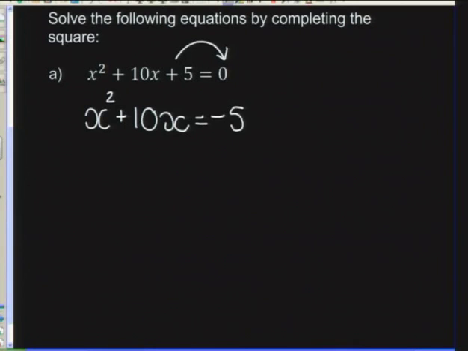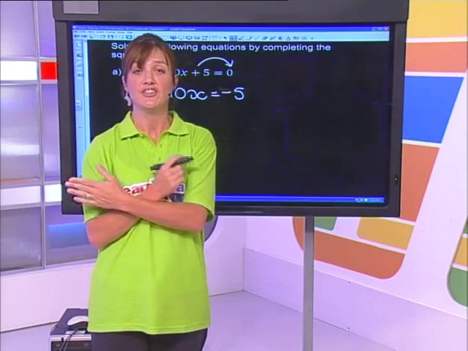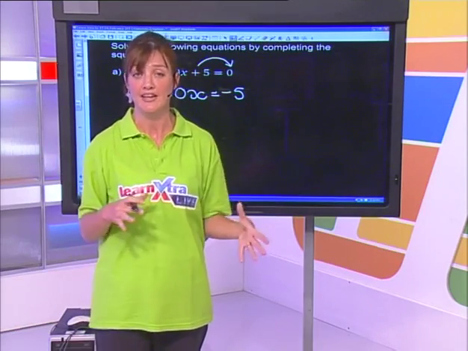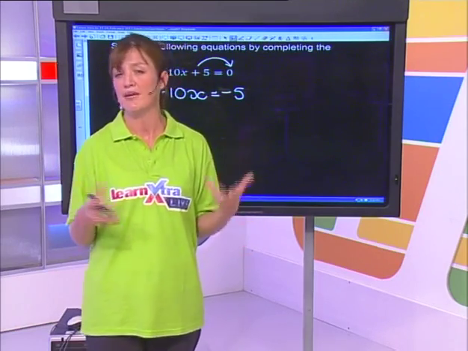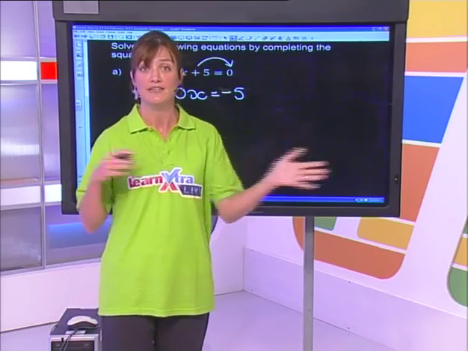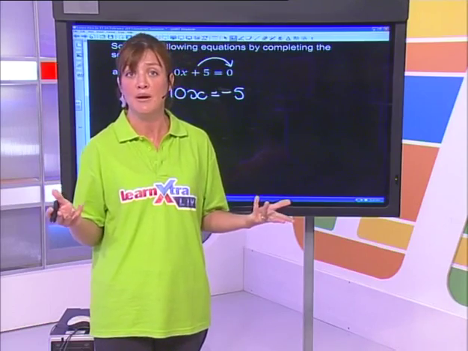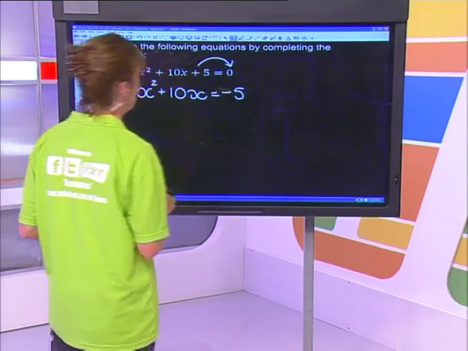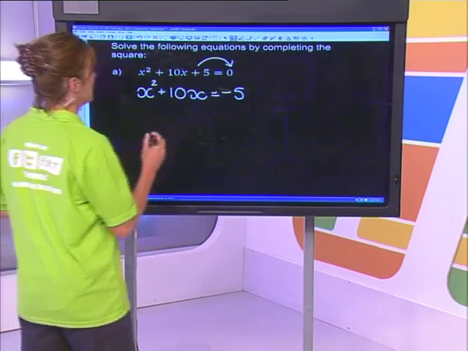If there was anything in front of your x squared, you would have to divide everything through by that value. But in this case, there is no number other than 1 in front of our x squared, so I don't need to worry about dividing everything, because anything divided by 1 is just itself. So that step we don't need to worry about.